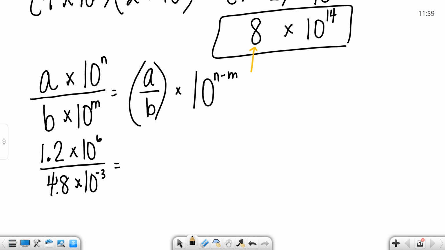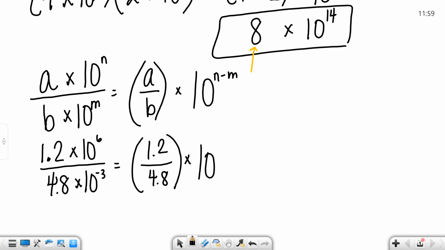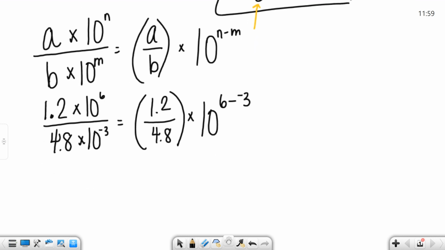Okay, so two scientific notation numbers and we are dividing. So we're going to say 1.2 divided by 4.8 times 10 to the 6 minus negative 3. Top exponent minus bottom exponent. Okay, now need to simplify that. So 1.2 divided by 4.8.